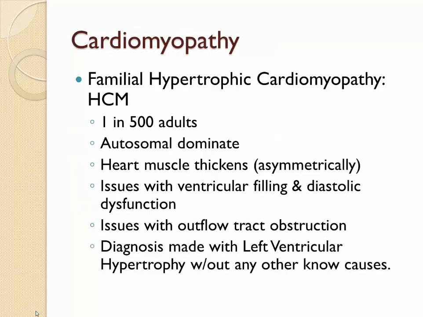So then we have familial hypertrophic cardiomyopathy. This can be termed HCM. You'll see this in about 1 in 500 adults. Its pattern of presentation is autosomal dominant. So as we remember from our last discussion of familial hypercholesterolemia, that means that it only requires one abnormality in order to show susceptibility or some aspect of the trait.